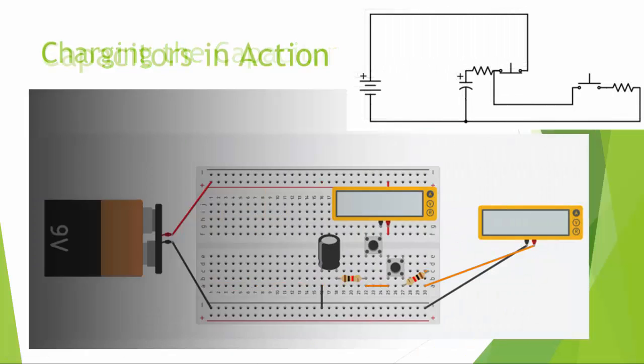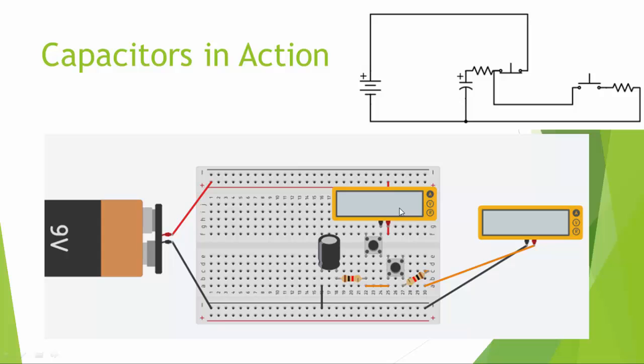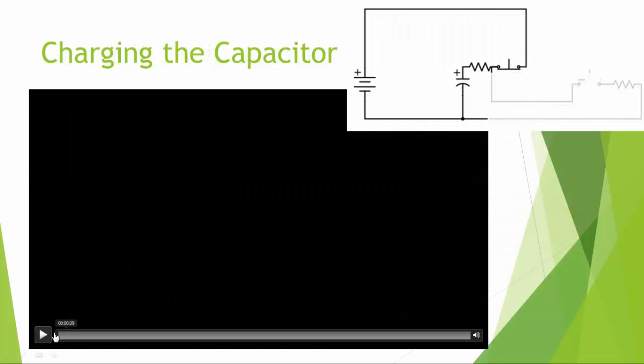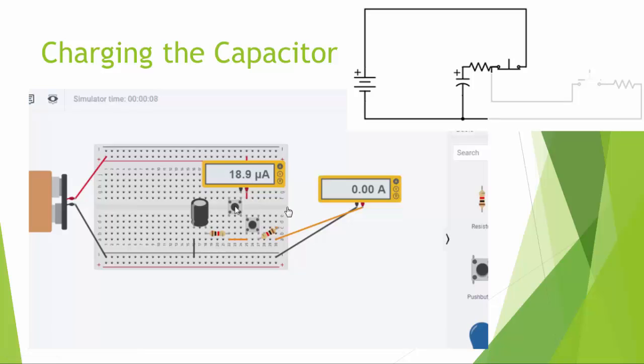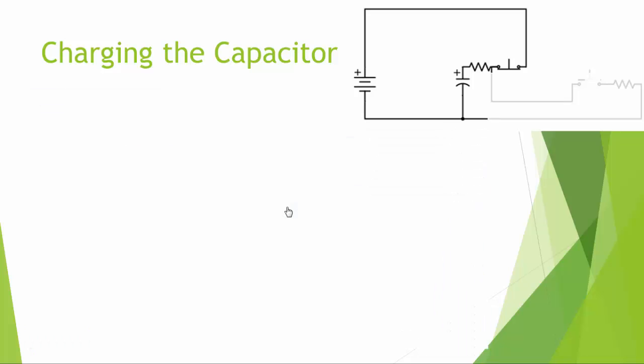Now, what we can do is attach 2 ammeters here and observe this circuit in action. Okay, so let's have a look. So we press the first push button and the capacitor begins to charge, and we start with a high current defined by Ohm's law, and it drops away to 0.